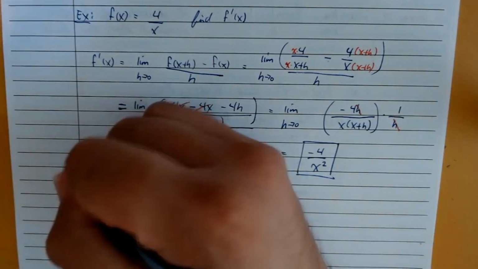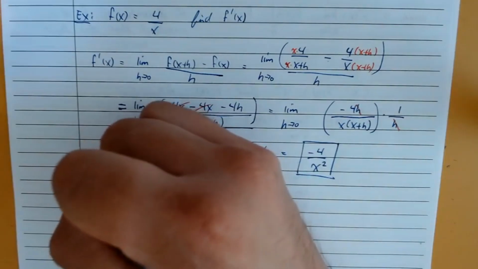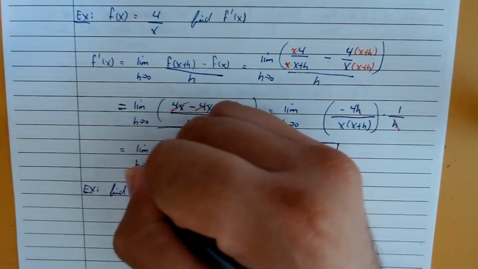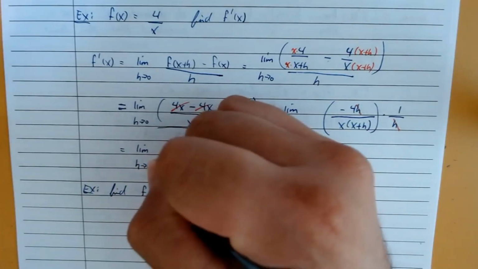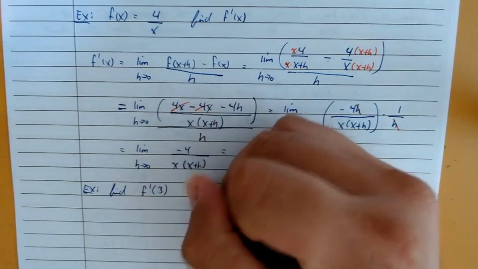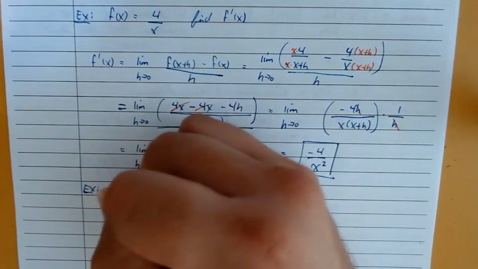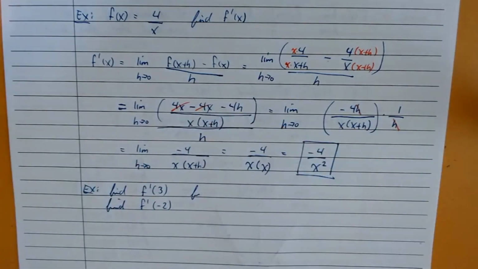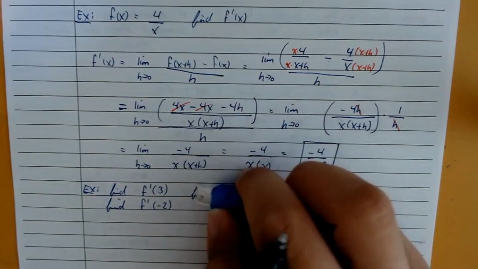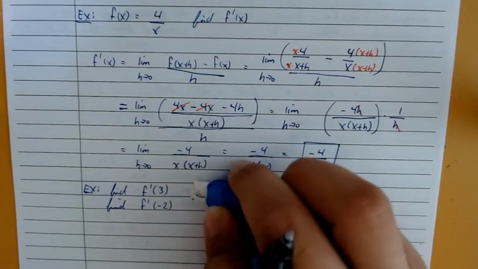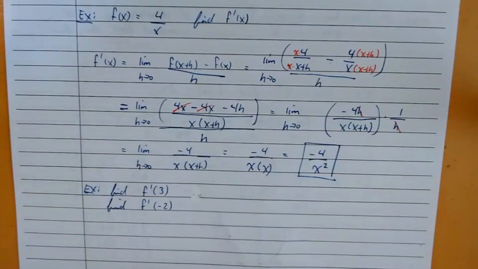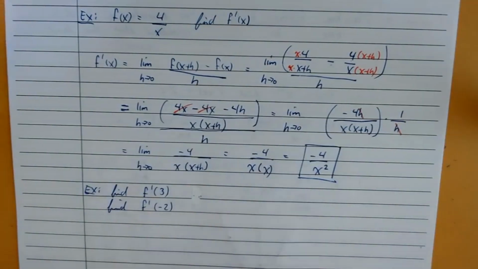So as a follow-up, we can ask: find f prime at 3, find f prime at negative 2. All right? So go ahead and give that a try. Pause the video for a moment and find those results. You can, of course, use the results of the previous exercise, and these are fairly short. So go ahead and pause and find those results.